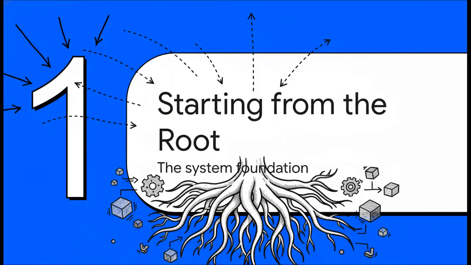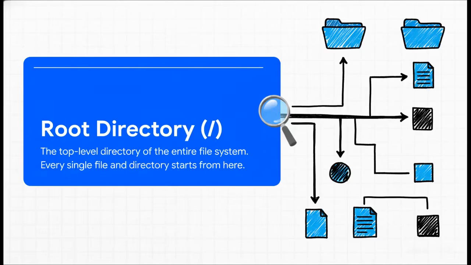Okay, let's start our tour at the single most important location in the entire system, the root. Seriously, understanding this one directory is the absolute key, because everything, and I really do mean everything, stems from right here. So the root directory is represented by just a single /. That's it. It's the top level, the ultimate container.